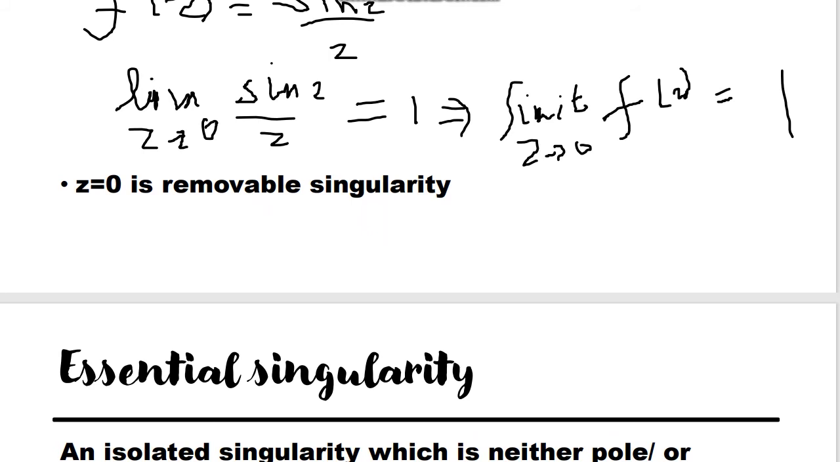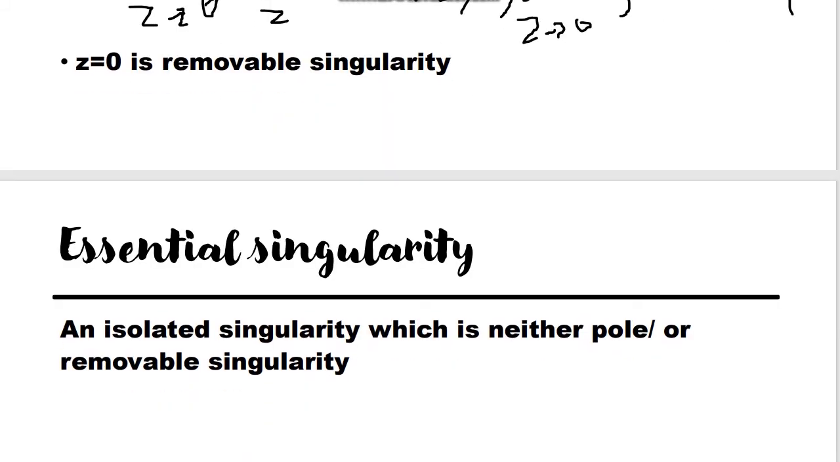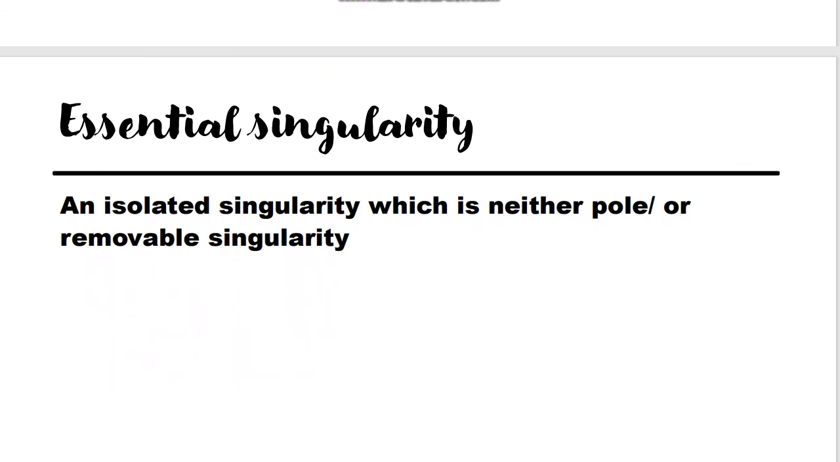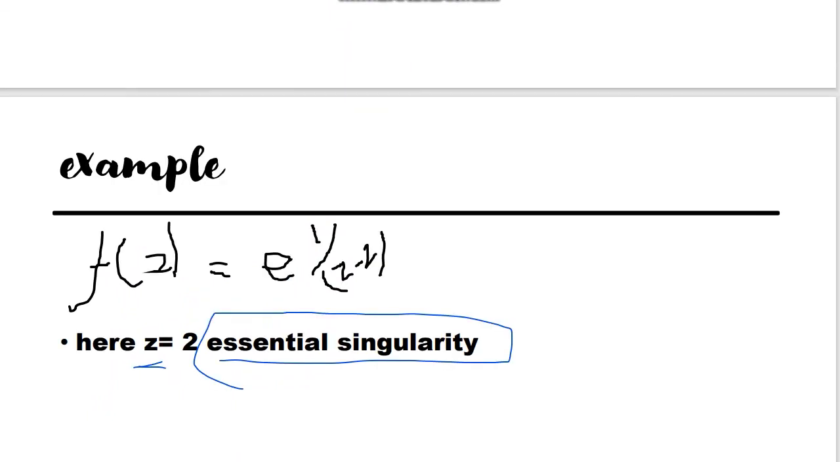Essential singularity. As the name suggests, this singularity cannot be removed, neither is it a pole, that is, it neither makes the limit undefined nor is it removable. Let us discuss it also with an example. So let us see the example of essential singularity to understand it better.